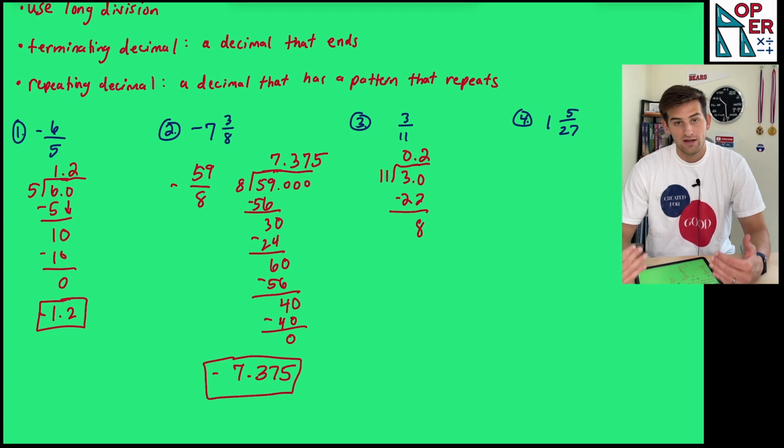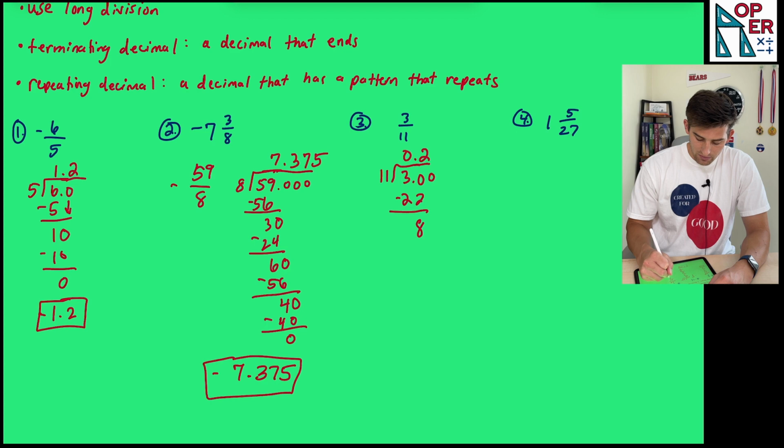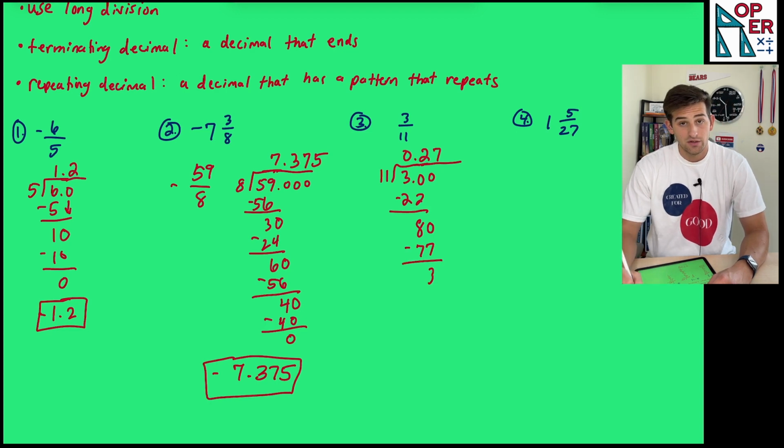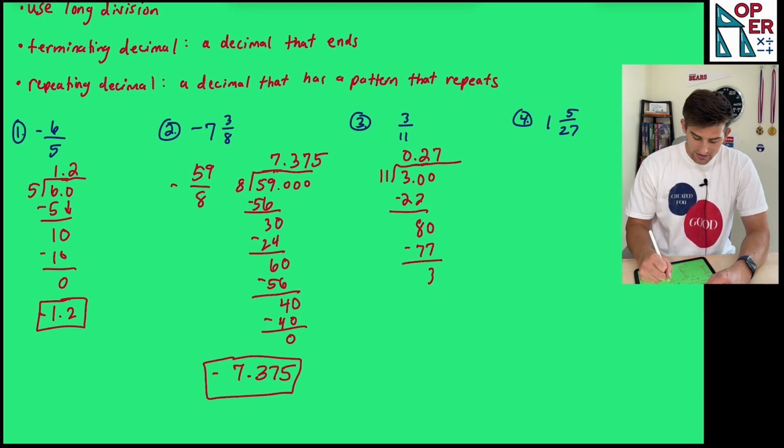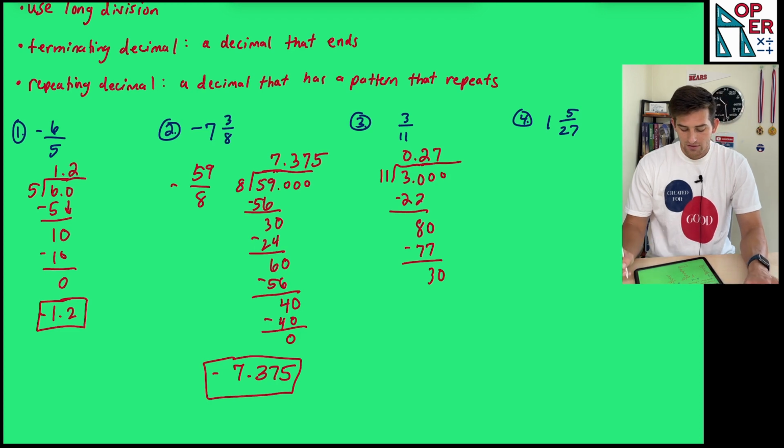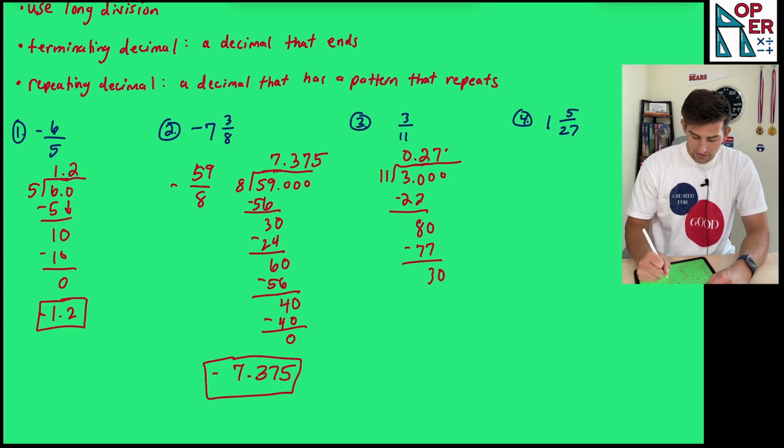Okay, well, we still don't have our 0 at the bottom. So now let's add another 0 here and bring it down. And let's continue dividing. 11 will go into 80 7 times. And 80 minus 77 would be 3, still not a 0. So let's add another 0 and bring it down. So now 11 will go into 30 twice, and now we have 22. We subtract again, we get 8.